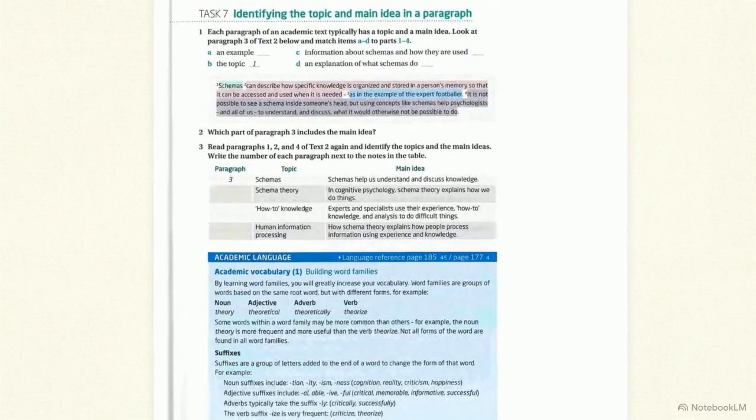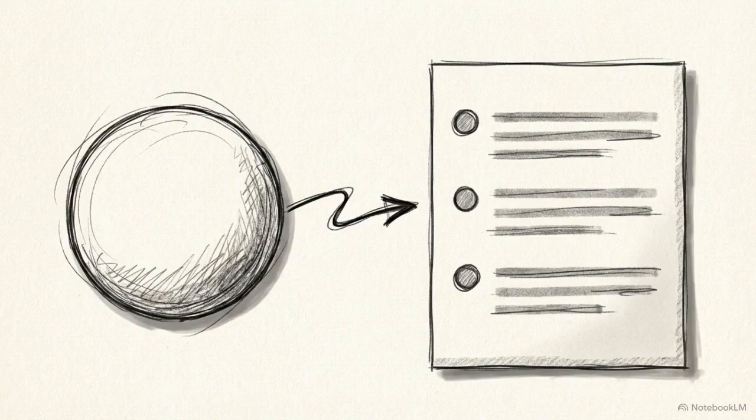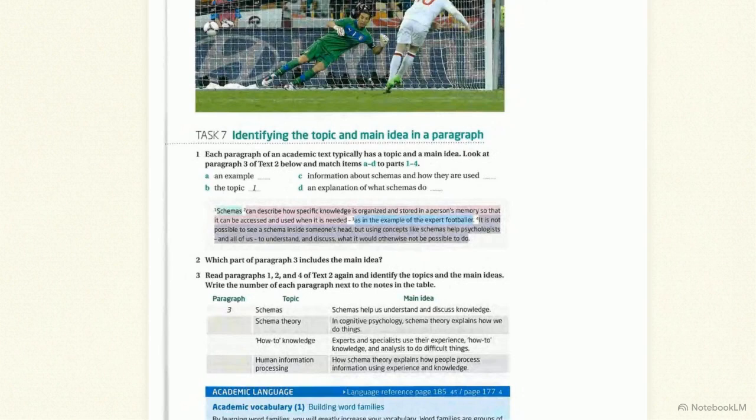Avoid writing a full sentence for the topic. Step 4 is extracting the main idea. This is the specific point the author makes about the topic. Returning to the text, the author follows the topic with the core point. Schemas can describe how specific knowledge is organized and stored in memory. The phrase expert footballer is a supporting detail, not the core concept. We leave it out of the main idea.